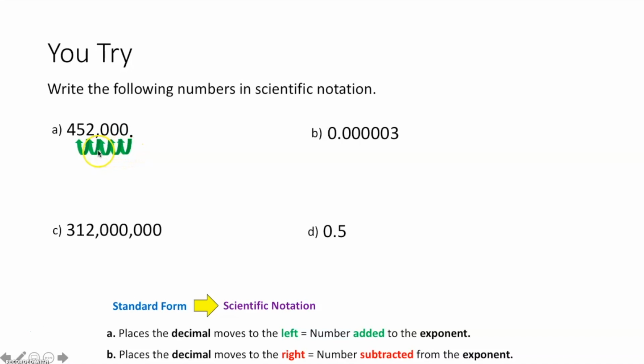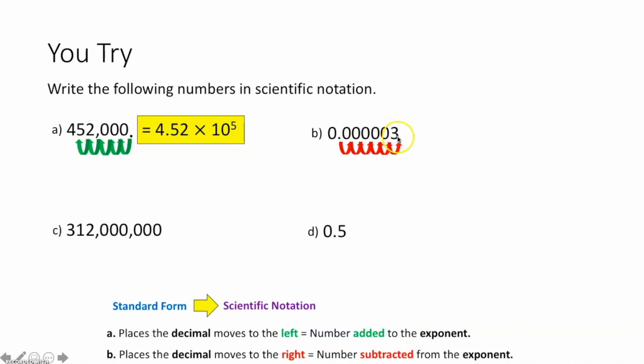1, 2, 3, 4, 5. And I moved to the left, which means I'm going to add 5 to our exponent of 10, which means it's going to be 4.52 times 10 to the 5th power. Here, I'm going to take this decimal and move it to the right. 1, 2, 3, 4, 5, 6 places until I get a number that's between 1 and 10. 3 is between 1 and 10, so I can stop.